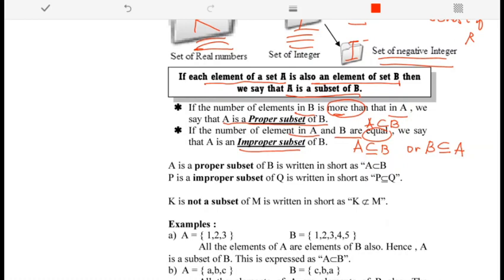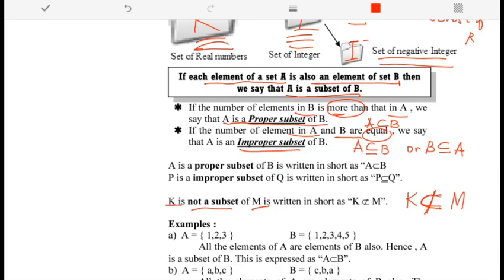Now, the other symbol we have here is if your K is not a subset of M, then the symbol we use is K not a subset of M. So it's like the subset symbol and you put a slash on it. That means it's not a subset. Okay? So these are the differences between the three symbols that we normally encounter in learning subsets.